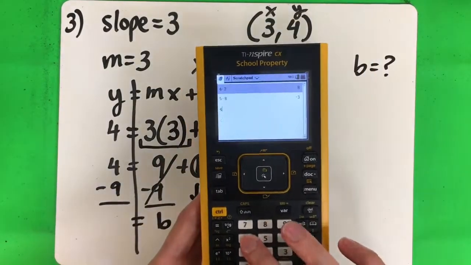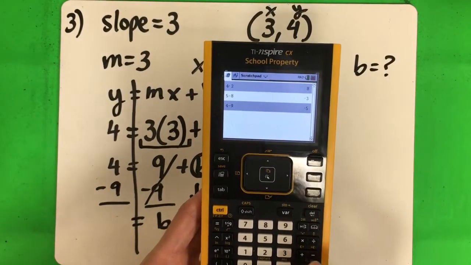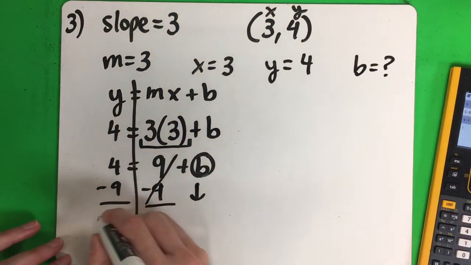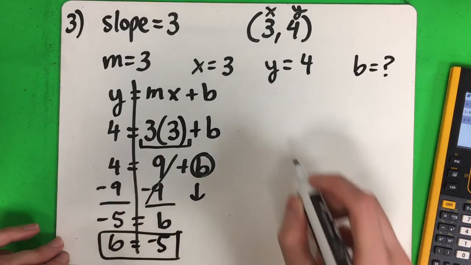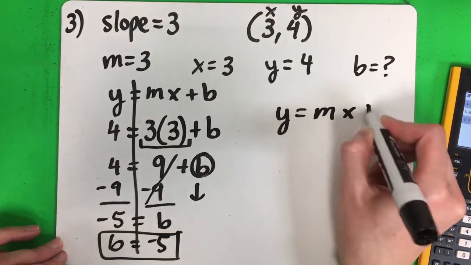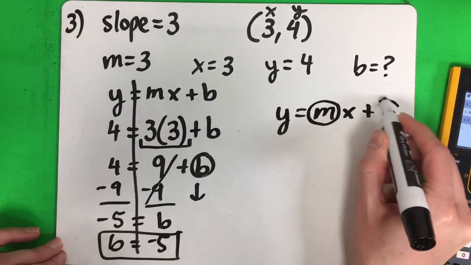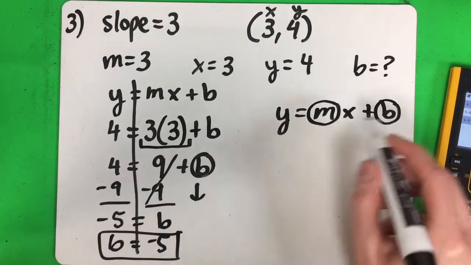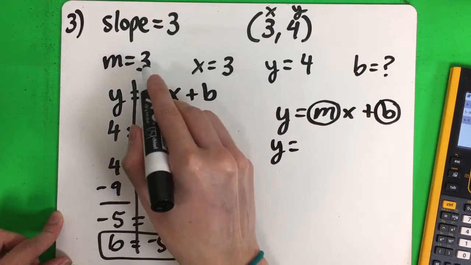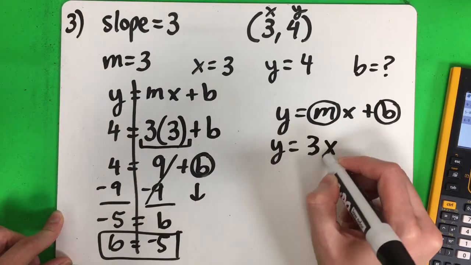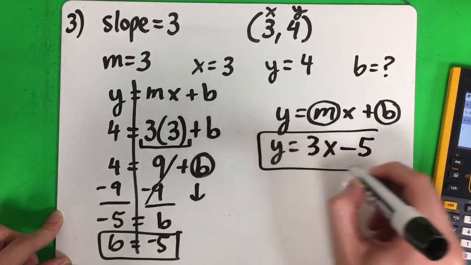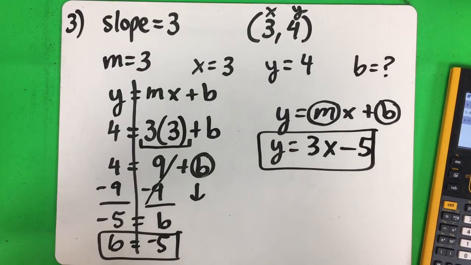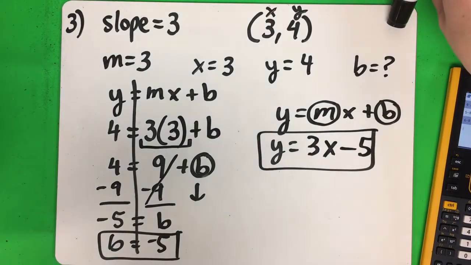Let's see, 4 minus 9 is negative 5. And we switch. b equals negative 5. So y equals mx plus b. Only m and b are changed to numbers. So I have y equals m, 3, x, b, negative 5, minus 5. This is my equation in slope-intercept form. Y equals 3x minus 5. Okay, next one.